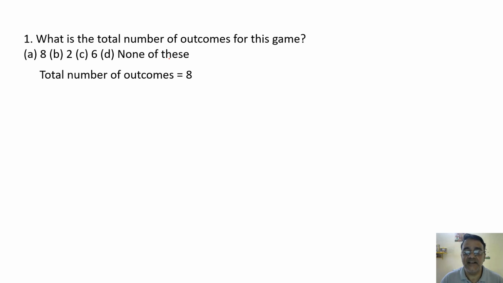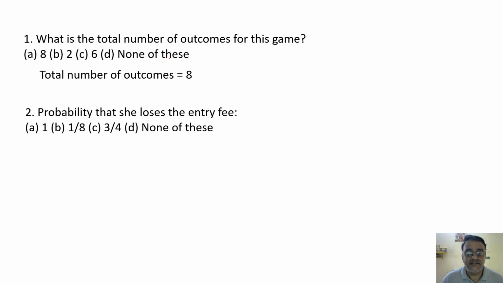That is 8. If there are two coins, it will be 2 to the power 2. The formula is 2 to the power n, where n is the number of coins. Right. Probability that she loses the entry fee. There is only one option.